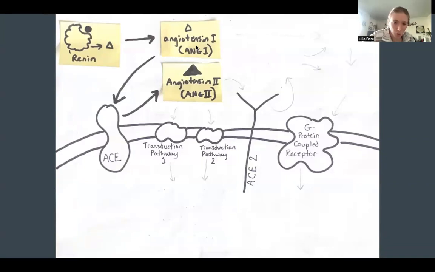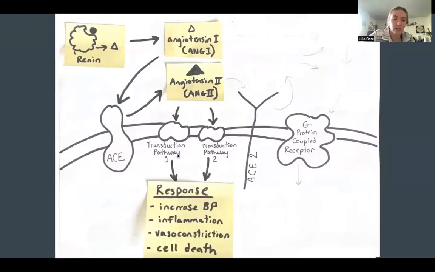Now, angiotensin 2 is going to trigger two different signal transduction mechanisms. And those transduction mechanisms are going to produce the following response. They're going to increase your blood pressure. They're going to increase inflammation in light of a potential infection. They're going to cause vasoconstriction, so they cause your blood vessels to get smaller. And in the event that they cannot get rid of whatever it is that's causing these things, they may cause cell death, right? This is the idea of, okay, if this cell is broken beyond repair, we should get rid of this cell so it doesn't proliferate and create more broken cells.